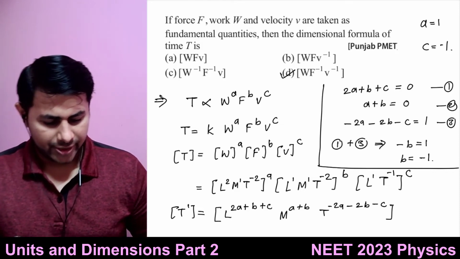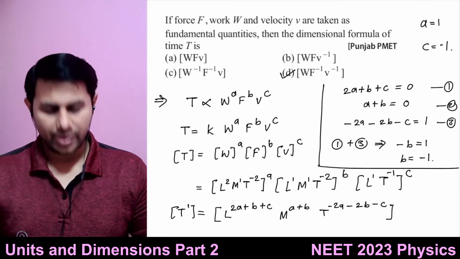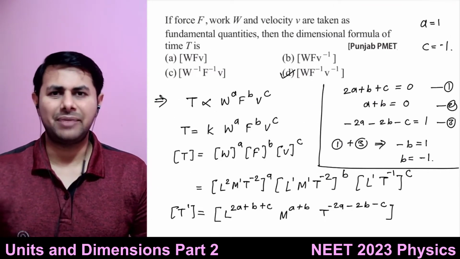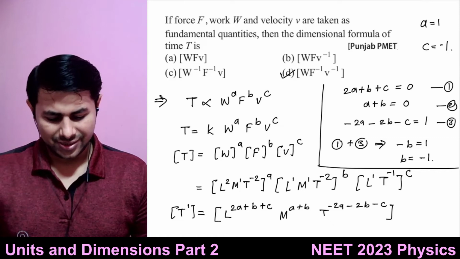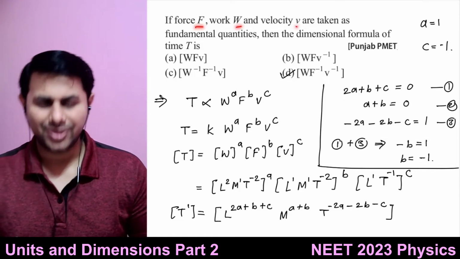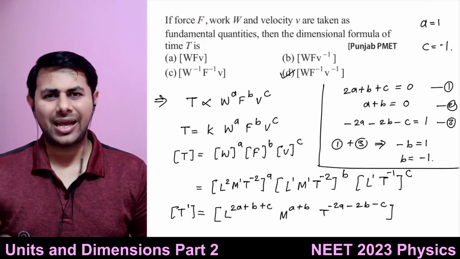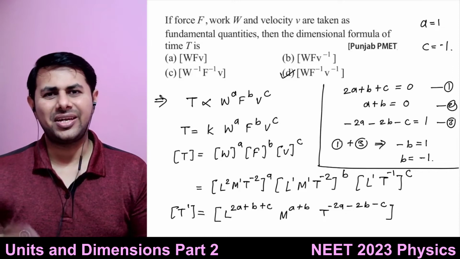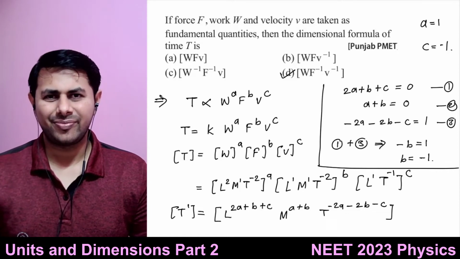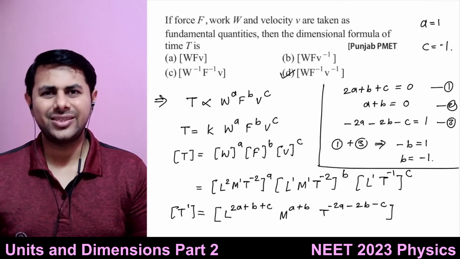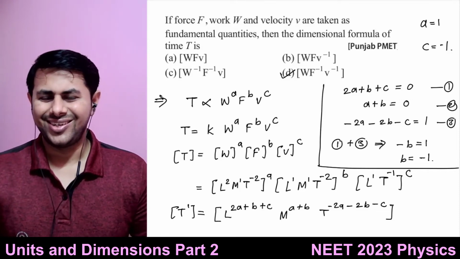So yes, please remember this, because this type of question will be there. Most of the time these types of questions are asked in the NEET exam based upon dimensions. And these are simple quantities: force, work, and velocity. The recent trend is they are asking about, let's say, Planck's constant, the universal gravitational constant, and velocity of light. They are taken as fundamental quantities, and you have to find, let's say, the dimensional formula for length or mass or something.